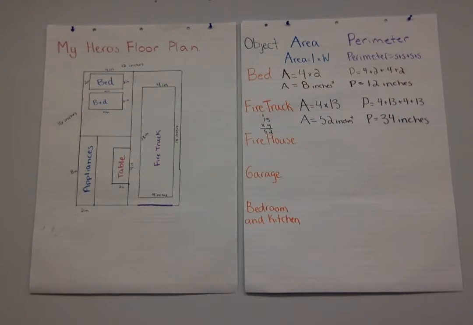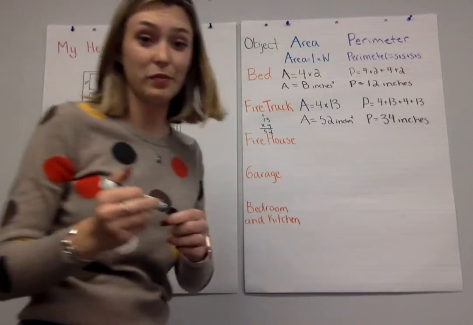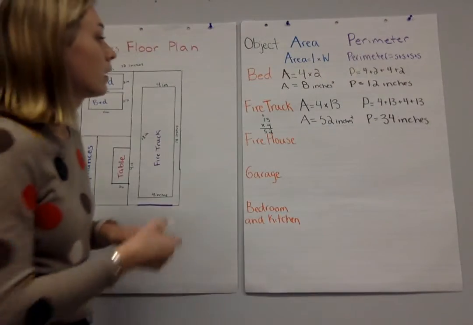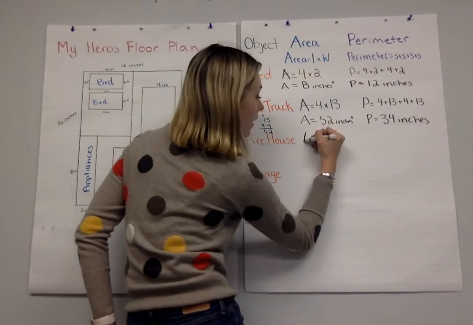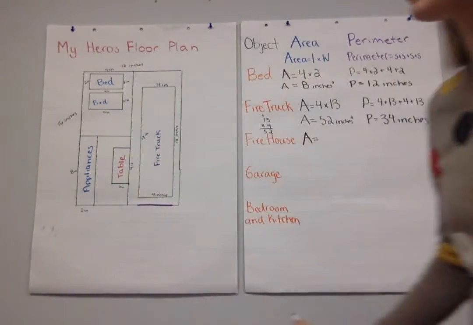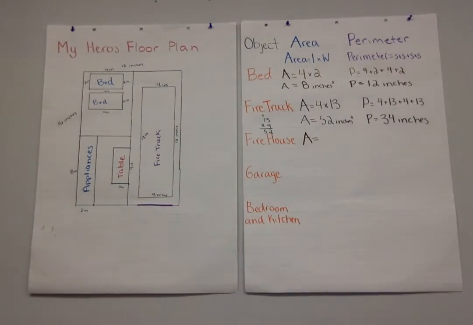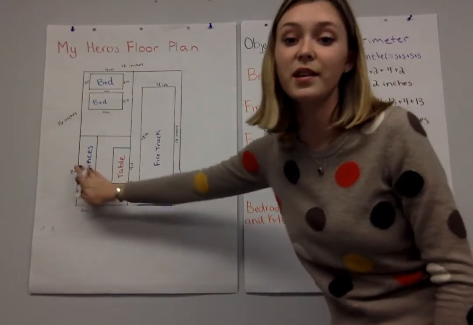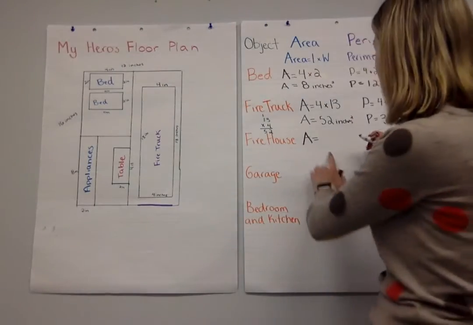Oh boy. So first, to find the area, I'm going to go back to brown so we can see the difference in our writing. To find the area of the firehouse, what two numbers am I going to multiply together? What two numbers? 12 inches and 16 inches.